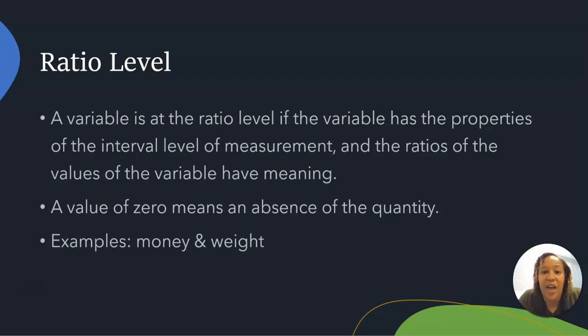Now think about this. If I have $0, that does mean the absence of money. If I have $0, I have no money. So 0 means the absence of the quantity. If I have 0 weight, I'm not a person, right? I don't weigh anything. How is that possible unless I'm not on Earth, right? So 0 meaning absence of quantity means it's ratio level data, all right?